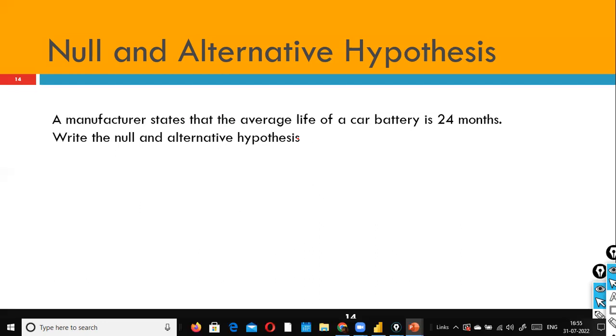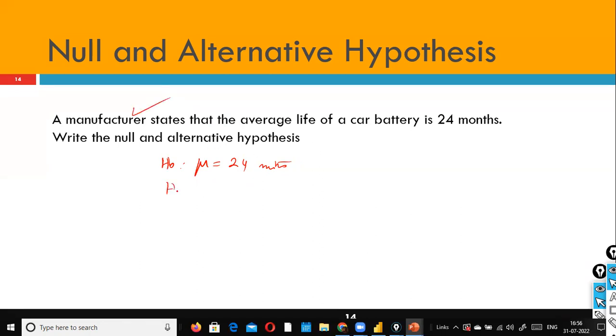Let's say you are from the customer point of view. If it is less than 24, you are concerned, right? Or from the manufacturer point of view. Sumiti, yes, null is 24. Very good, right? So the H sub 0, null hypothesis, mu is equal to, we assume that the population mean is 24 months, because this is the statement made by the manufacturer.